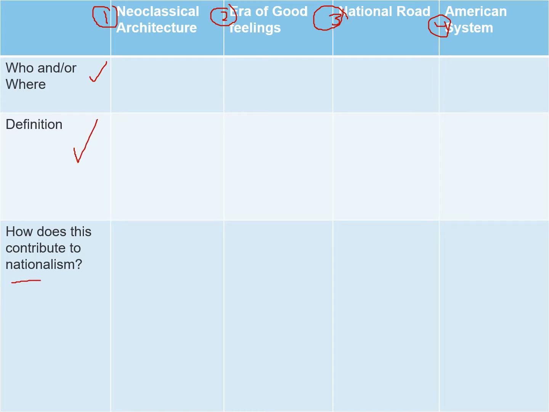And then this is the most important question. How does this contribute to nationalism? Is it a positive? Is it a negative? Is it good? Is it bad? What kind of criticisms are there? Just give all the important information when it comes to how these 4 things contribute to nationalism.